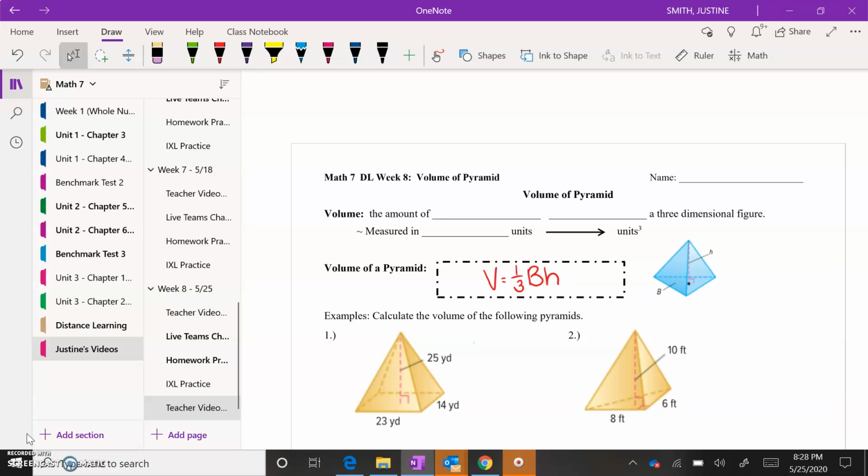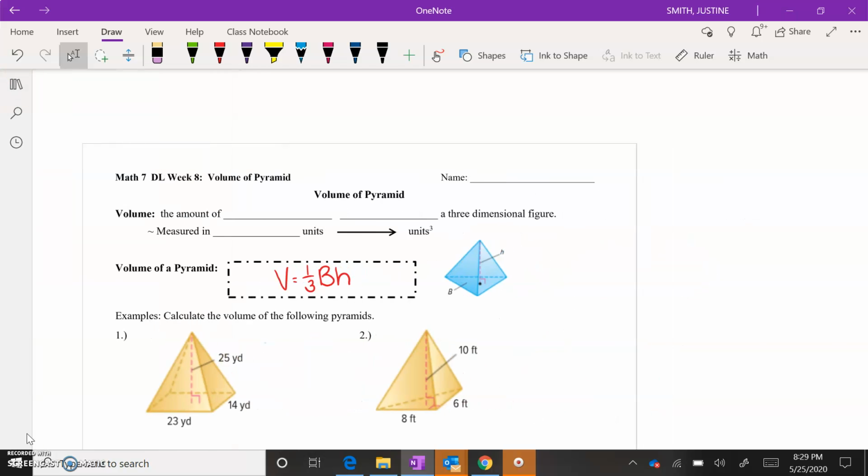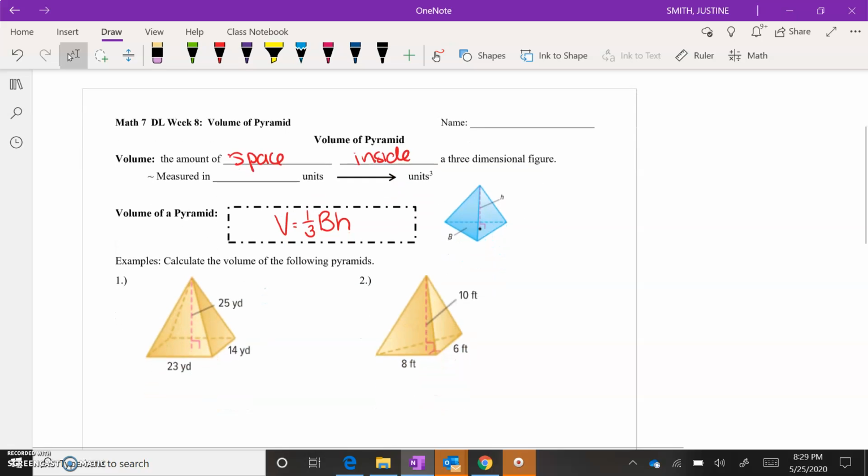We are going to continue with volume today, but we're going to be looking at the volume of a pyramid, which is a little bit different. So, to start off, just like we talked about last week, volume is the amount of space inside a three-dimensional figure, okay? And it's always measured in cubic units. So the units are always going to be whatever units it are, cubed.